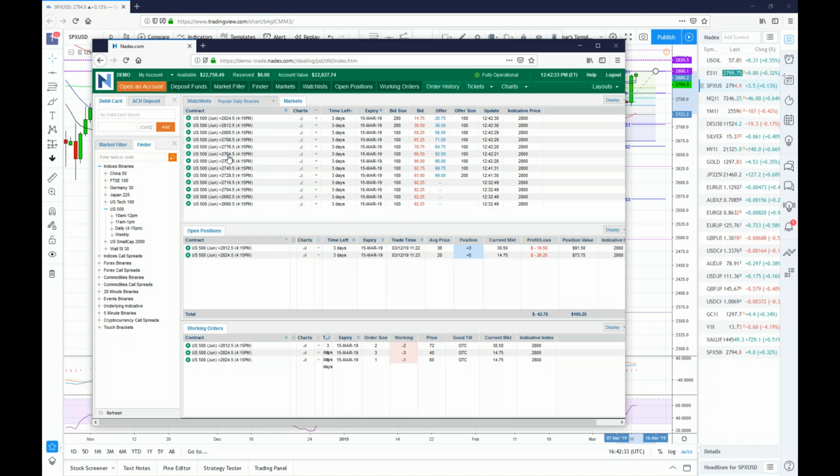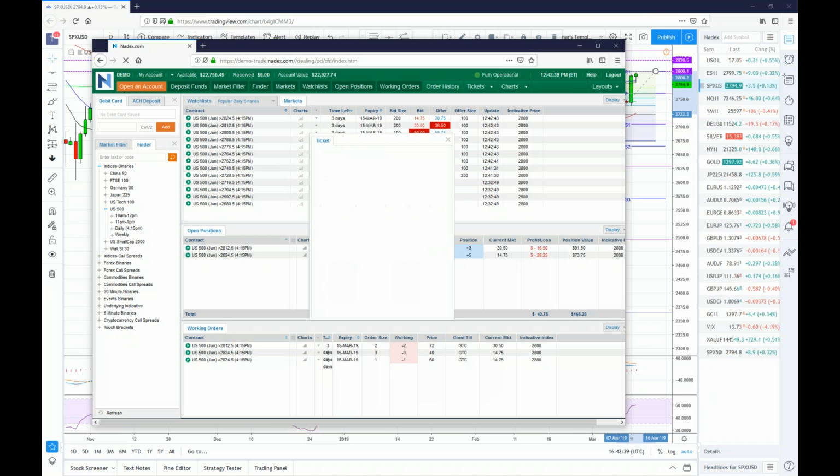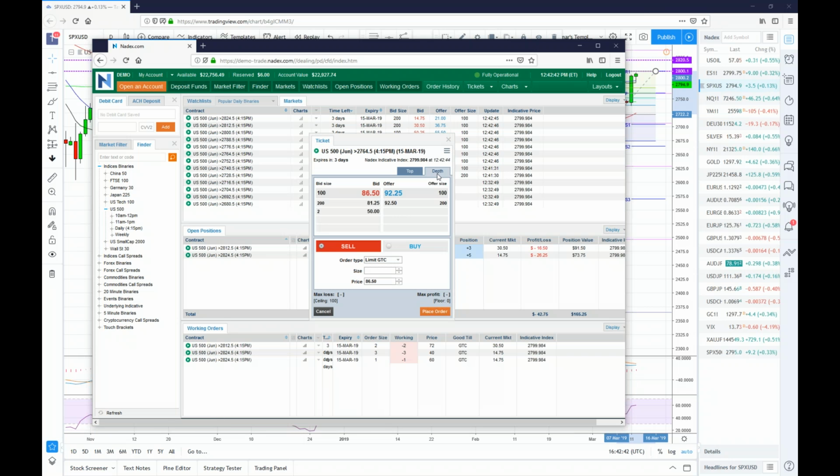So 2,764.5 is currently trading at 86 to 92. If I was to sell this contract here, I sold one of those contracts, I'm getting for a maximum loss of $13.50 for a maximum profit, if the underlying market settles below or at the strike price at expiry on Friday, $86.50. Way better than risking $7 in order to make $3, if you ask me.